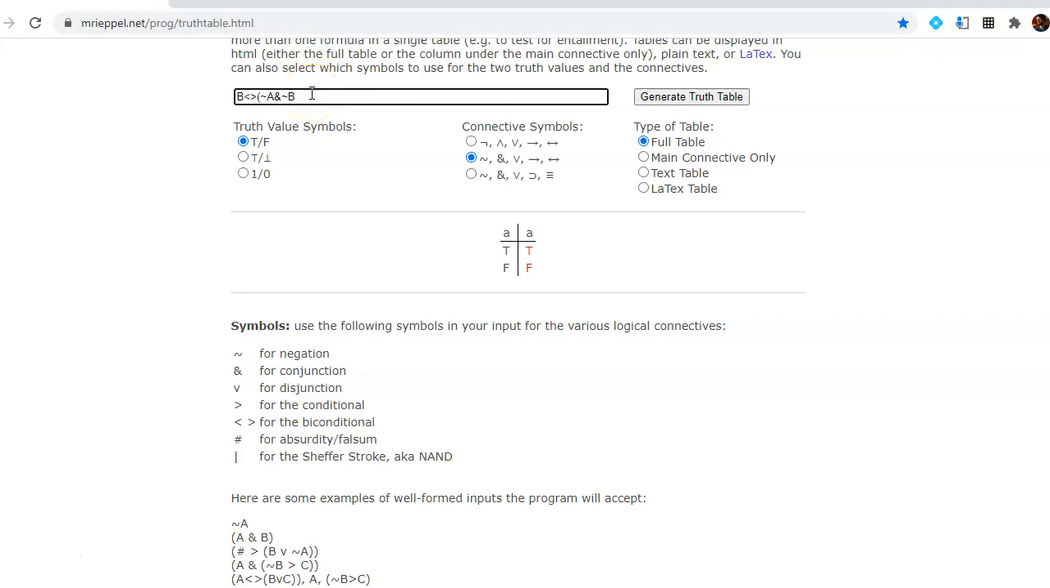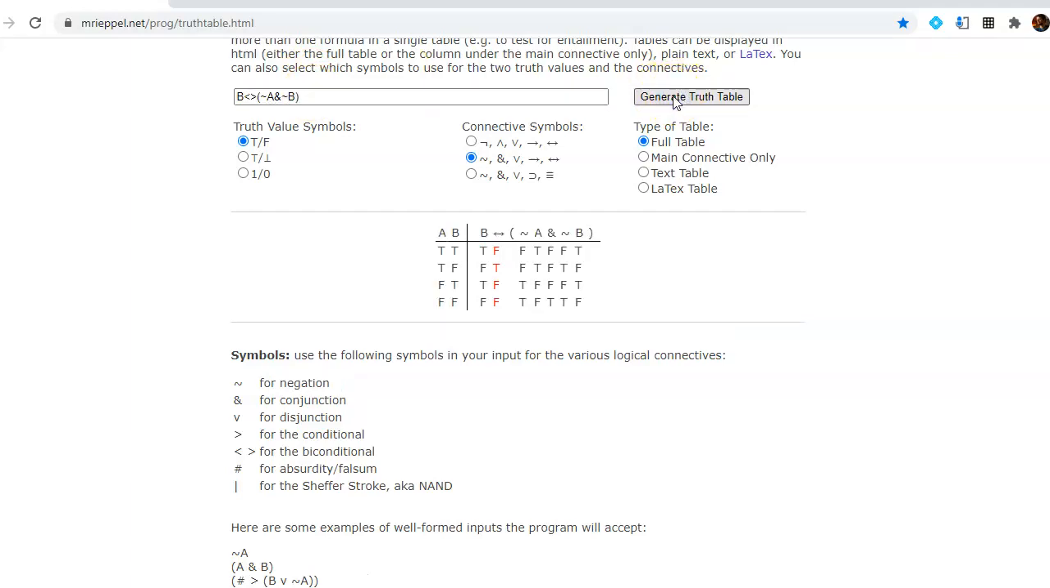And B is not a knight. So let's hit generate truth table. And look what happens. It will give us a lot of things. It goes through all the cases, saying, well, what if A is a knight and B is a knight? What would happen?